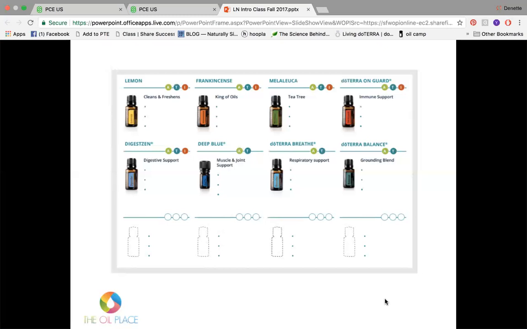doTERRA Balance can be used aromatically and topically. This is the grounding blend. The oils that come to mind are blue tansy and ho wood. So it's a very grounding, earthy blend. This one is used nicely with Serenity as kind of like a liquid Xanax.